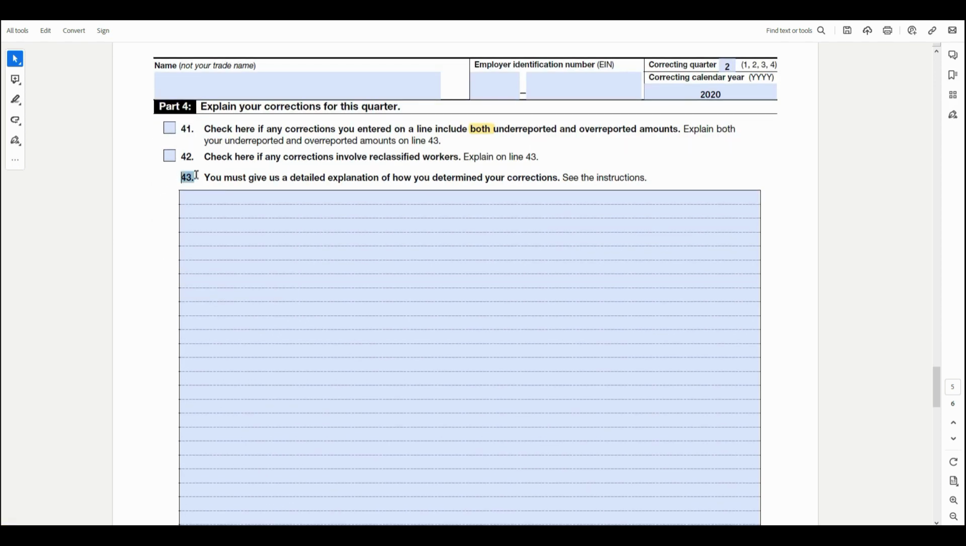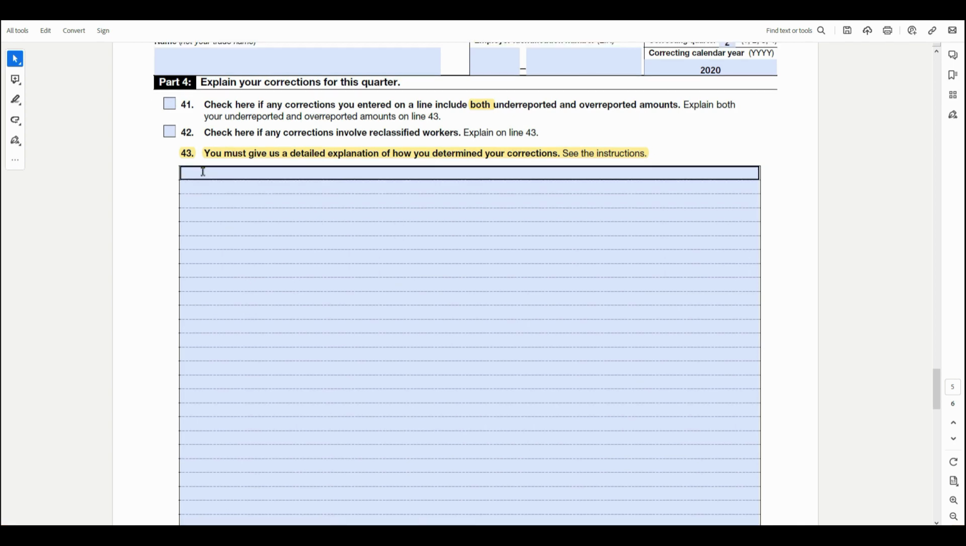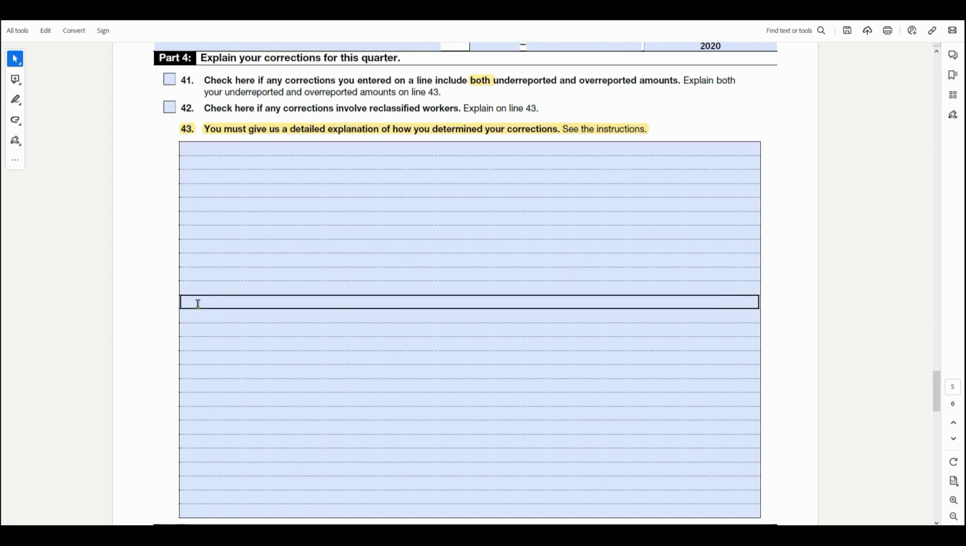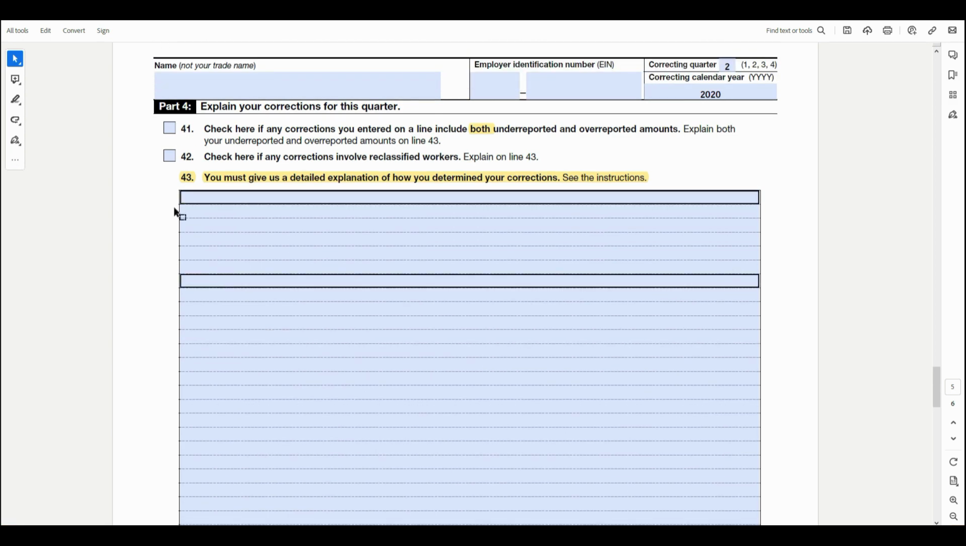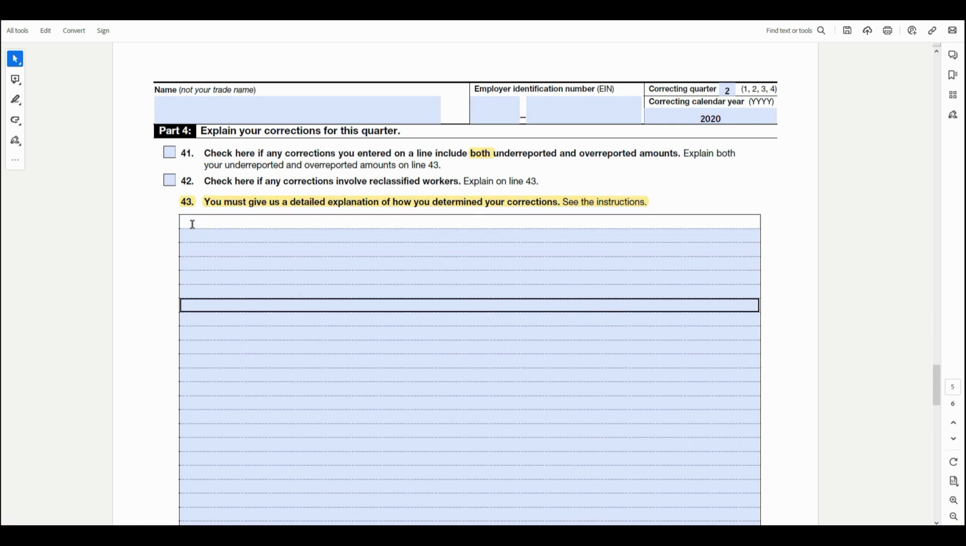Here on line 43, you must give a detailed explanation of how you determined your corrections, and the IRS provides you guidance on that as well. What you don't want to do is write something like "claiming ERC for prior period," and then just a period at the end, call it a day, and sign it and send it. You don't want to do that, because they'll call you and ask for clarification. So let's look at what they mean by a detailed explanation.